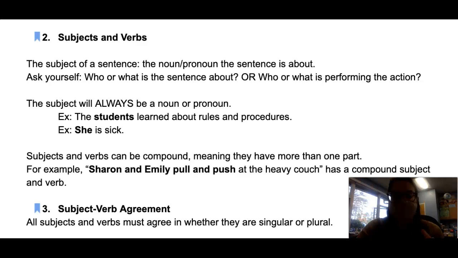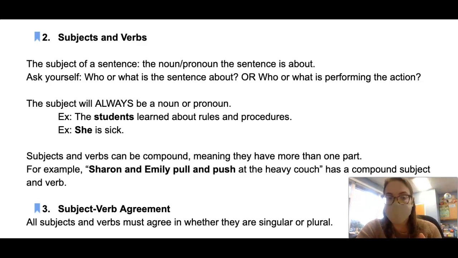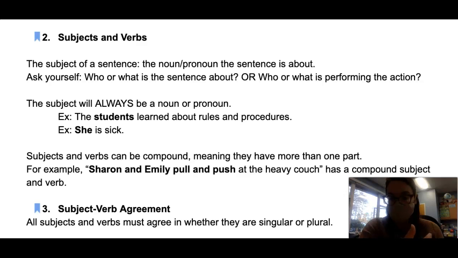All right, so subjects and verbs. The subject of a sentence is the noun or pronoun that the sentence is about. Okay, so some questions to ask yourself: who or what is the sentence about, or who or what is performing the action of the sentence? Okay, so like I said, always a noun or pronoun. So some examples: the students learned about rules and procedures. Students is my subject, my noun. Example: she is sick. She this time is a pronoun that is acting as my subject. So my first one, the students are performing the action, they're learning. In my second one, the sentence is about she, describing she, telling us that she is sick.